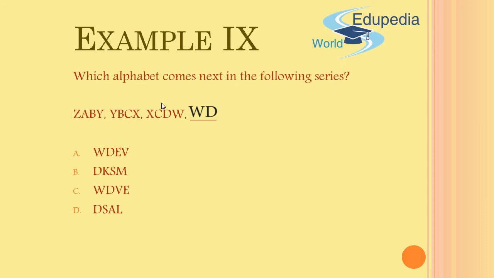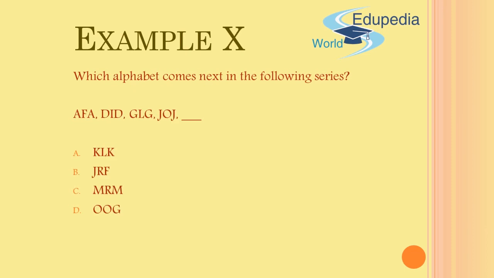So A, B, C, D. Then the third one is B, C, D. Now again I am moving forward. So it should be E. So it will be W, D, E. And finally you have Y, X, W. So again you are going in the backward direction. Y, X, W. And what comes before W? You have V. V comes before W. So it will be W, D, E and V. That is your answer to this question. That is option A. W, D, E, V is the answer.